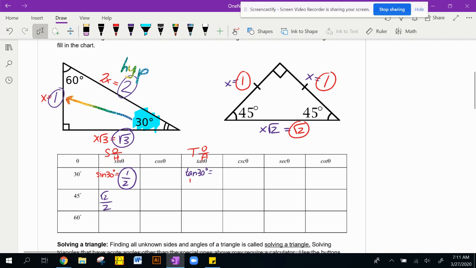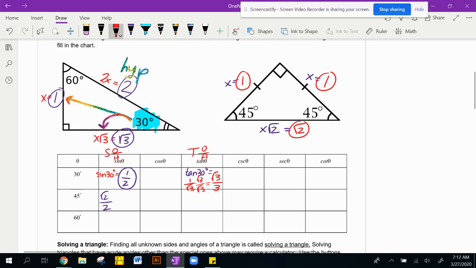There. And the adjacent, which is right next to it, root 3. So 1 over root 3. Then I rationalize. So we'll get up top root 3, in the bottom 3. All right, so that's how we'll fill out your chart so you guys can finish that up.